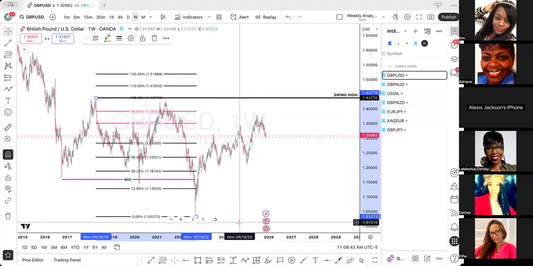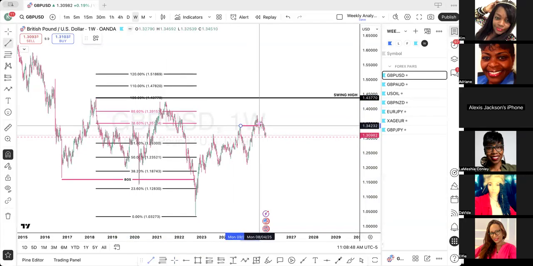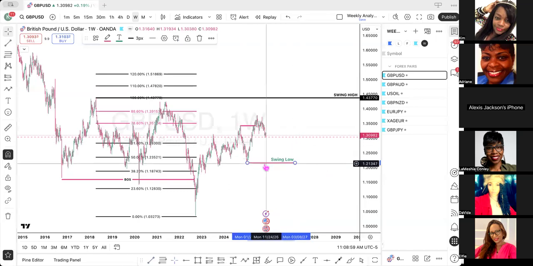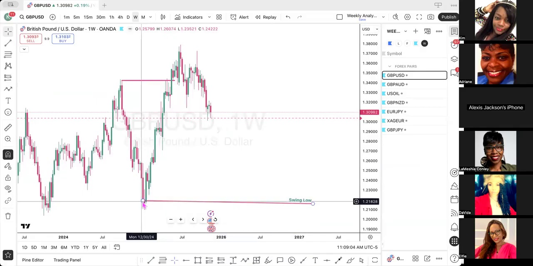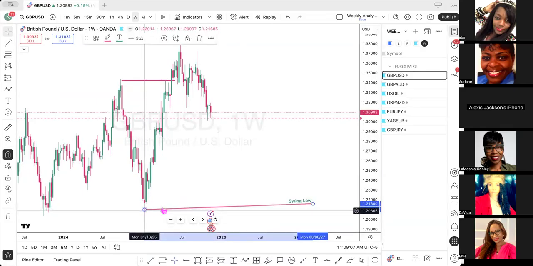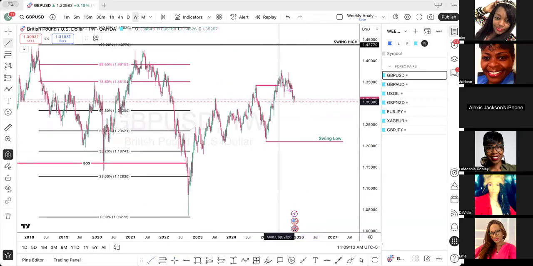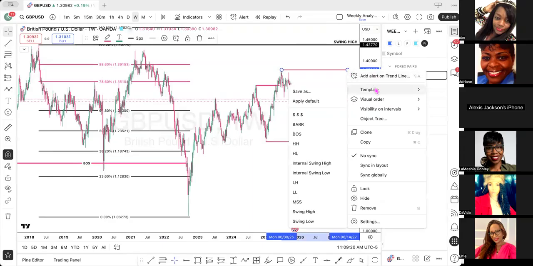So now what we want to do is look at the structure that's going up into the premium zone. So we have the break of structure here, which makes this our swing low. And of course, this is our current structure buying up into the premium zone, and this is our swing high. Any questions on the market structure?